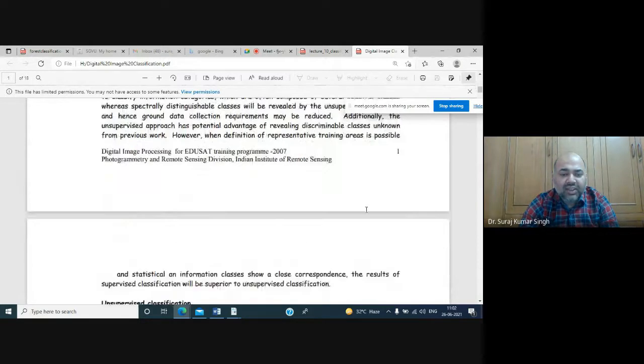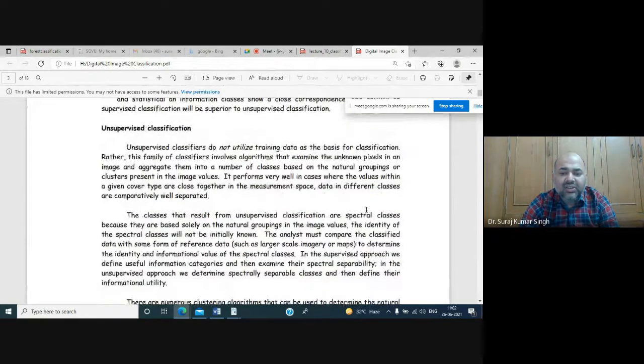So it's very important to understand what is unsupervised classification technique and what is supervised classification technique. Unsupervised classification does not utilize training data. In unsupervised classification technique, we do not provide training data sets, but the classification is based on algorithms. So what are those algorithms?